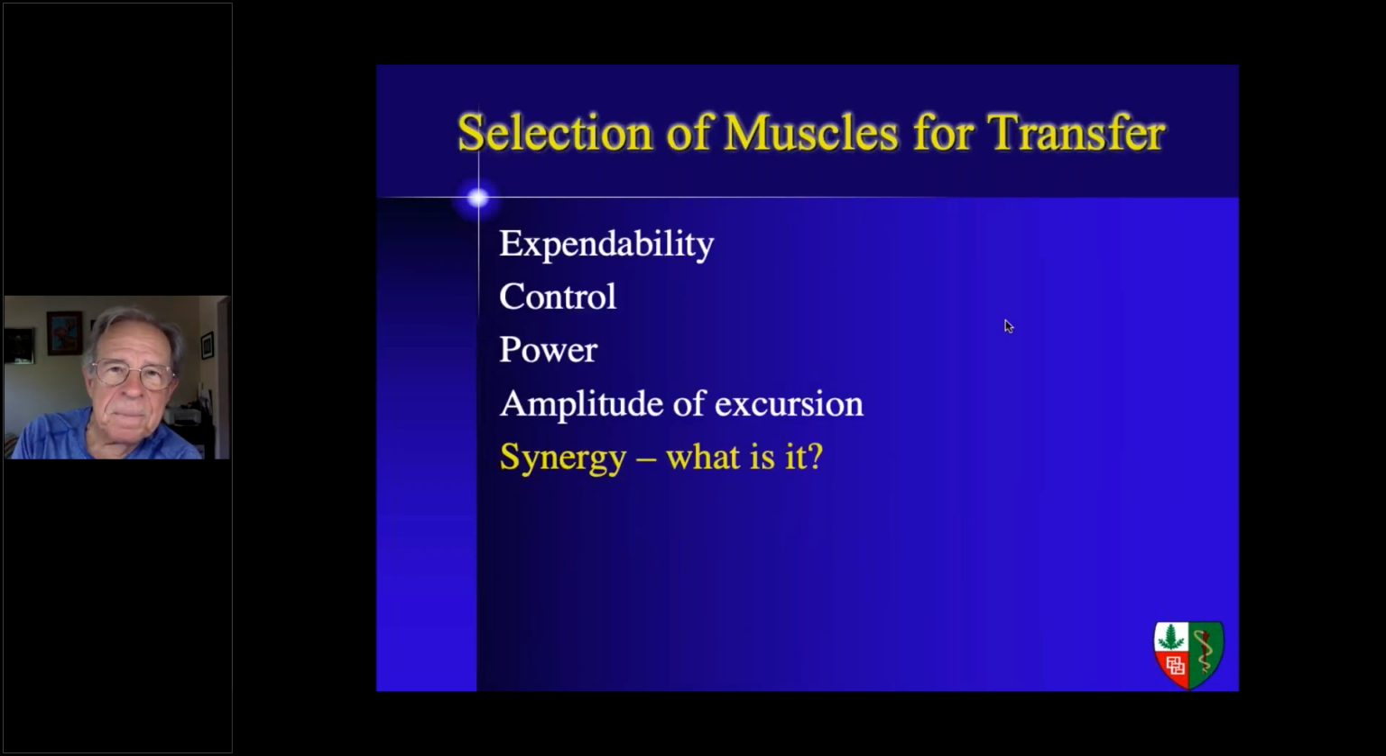And finally, synergy. Well, synergy means that things work in association with each other. And for example, our finger flexors and our wrist extensors are said to be synergistic, meaning that they work sort of at the spinal cord level. You don't have to think about extending your wrist when you want to make a strong grip. You do it automatically. And the same is true for finger extension and wrist flexion.